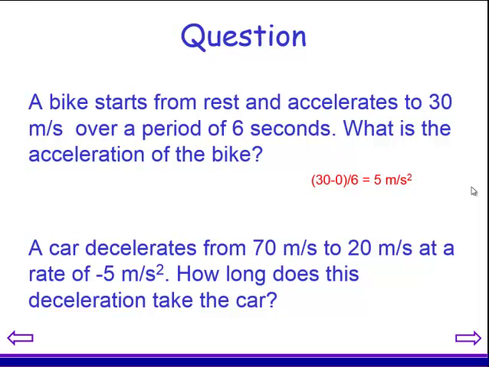And a car decelerates from 70 to 20 meters per second at a rate of minus 5 meters per second squared. So we're showing deceleration as acceleration with a negative sign here. How long does this car decelerate for? In this case, we've got 20 minus 70, which gives us minus 50, divided by the acceleration, which is minus 5, and that gives me a value of 10 seconds.